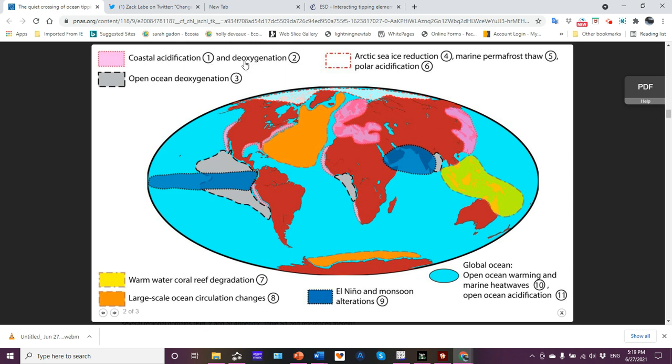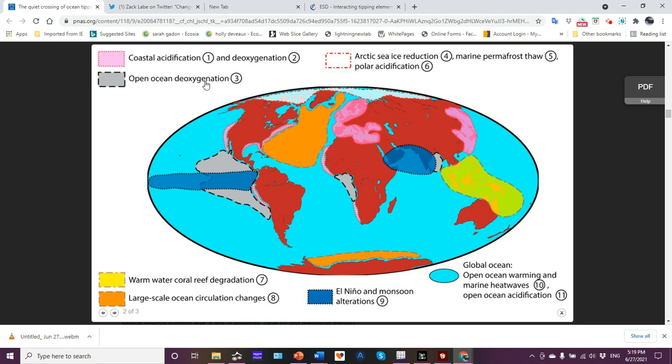Coastal acidification and deoxygenation. So that, as you can see right here off the eastern seaboard, Gulf of Mexico coast and Pacific coast, and then the Mediterranean, all up in Scandinavia, right? Some spots along the African coast, and then the east coast of the Asian continent. We're seeing coastal acidification, deoxygenation.